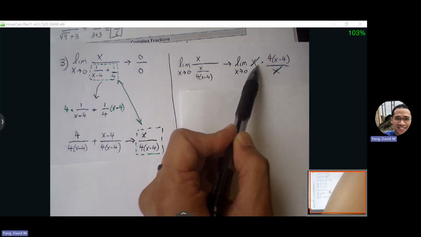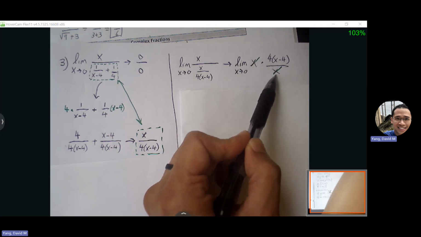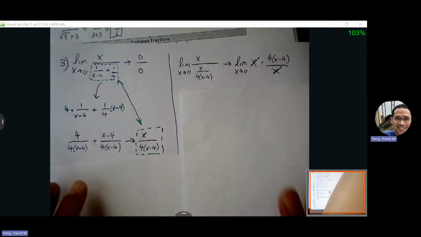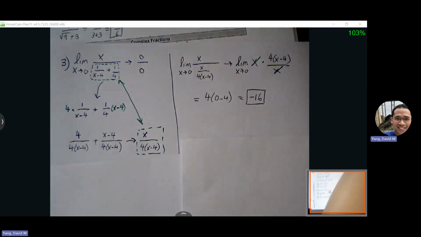And now I can clearly see a pairing and a canceling out of what's causing the hole, remove the hole, and then reevaluate. So when we reevaluate, we're now hoping that we can get into something other than 0 over 0. In this case, 4 times 0 minus 4 is negative 16, or 4 times negative 4 is negative 16.